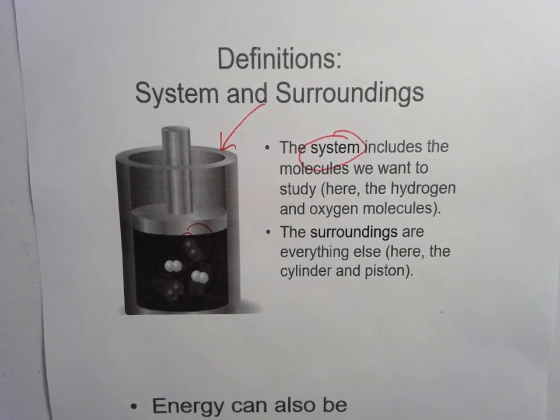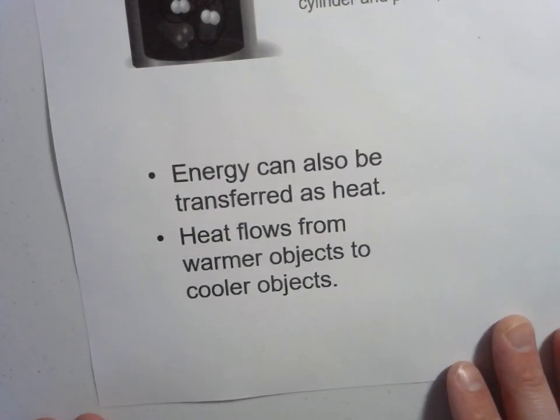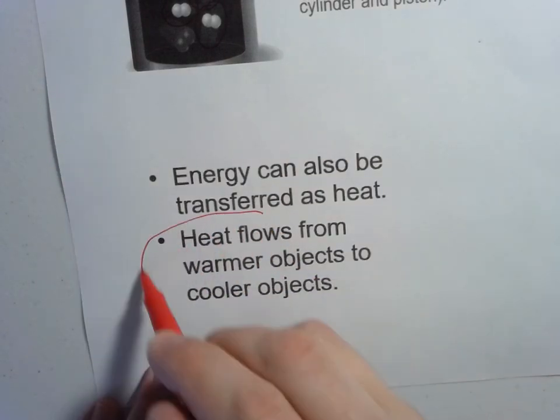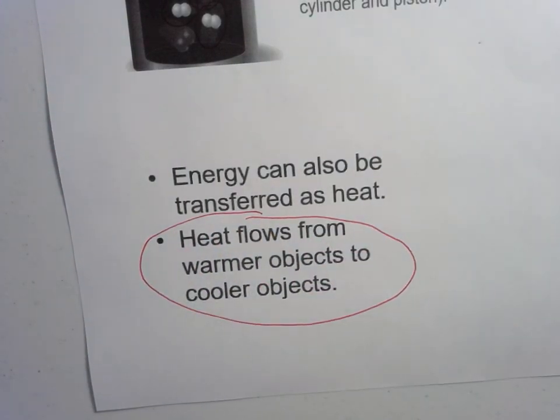Some other key things to know: energy can also be transferred as heat, and heat will always flow from warmer objects to cooler objects, and that's going to be pretty important. This is a real key concept because we're going to be looking at a lot of calculations that involve heat flow. So just remember that heat will always flow from something warmer to something colder.